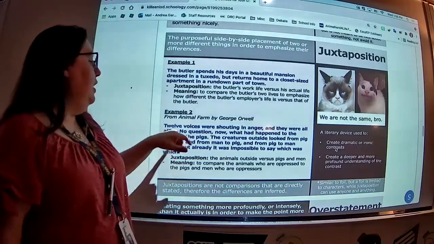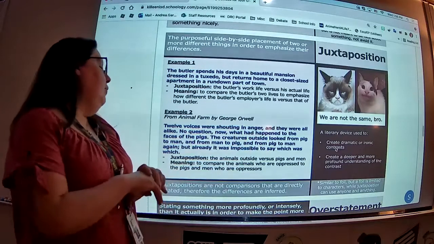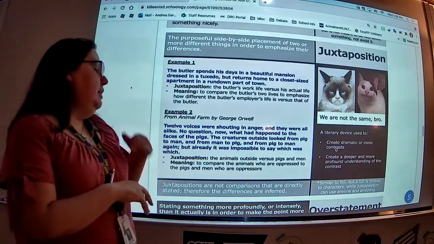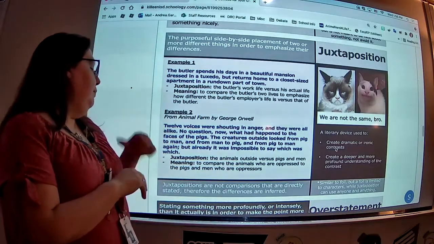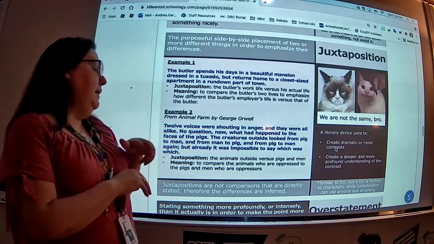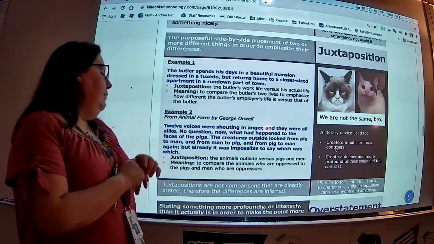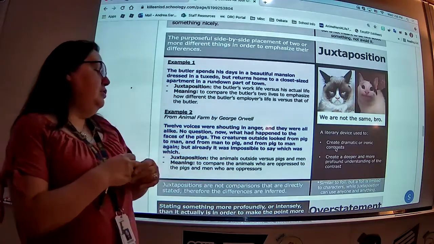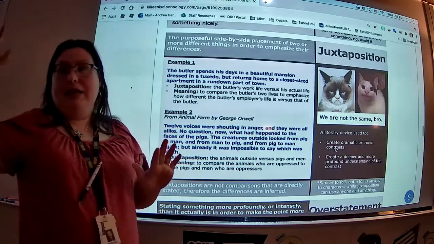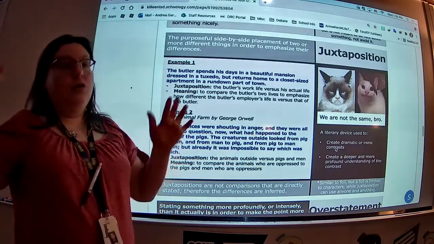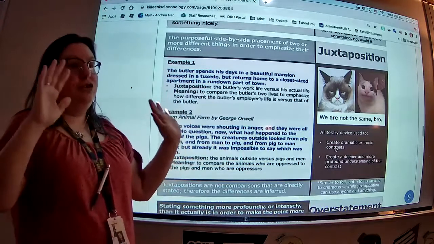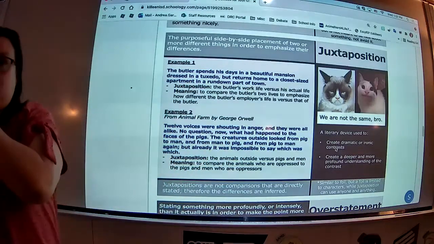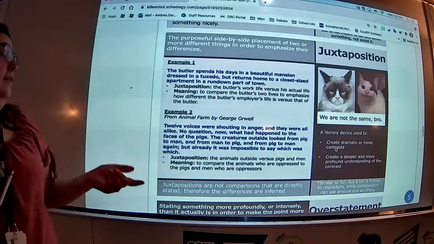So it says, "Twelve voices were shouting in anger, and they were all alike. No question now what had happened to the faces of the pigs. The creatures outside looked from pig to man, from man to pig, and from pig to man again. But already it was impossible to say which was which." So what they're juxtaposing is both the man and pigs with the creatures outside, to show you that in reality, it was the man and pigs that are actually the crazy animals and not the other ones.